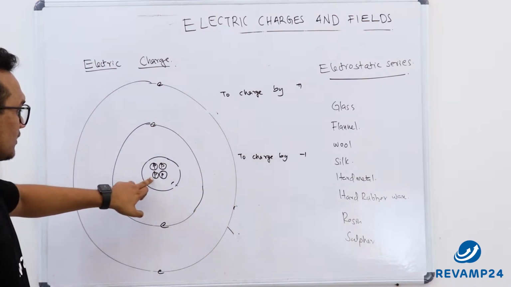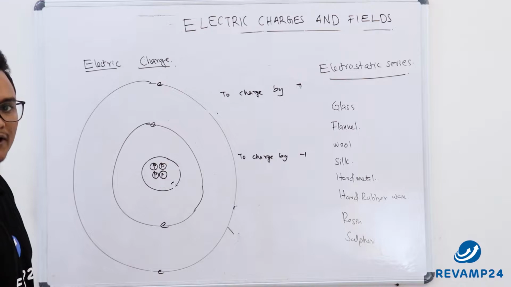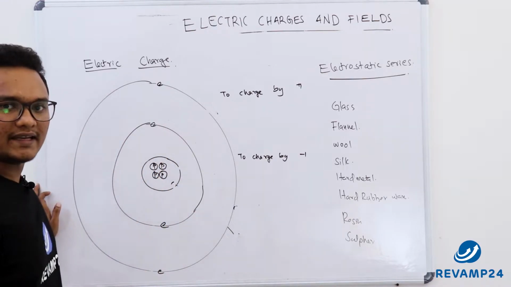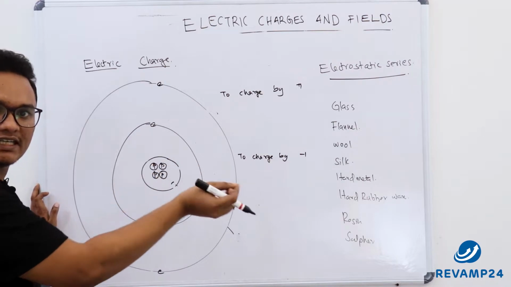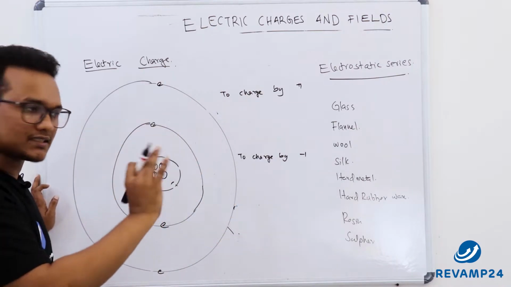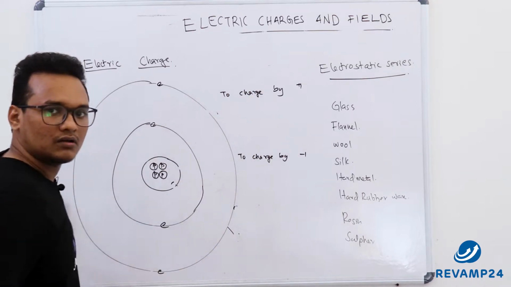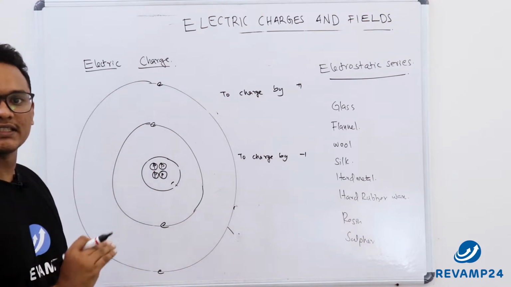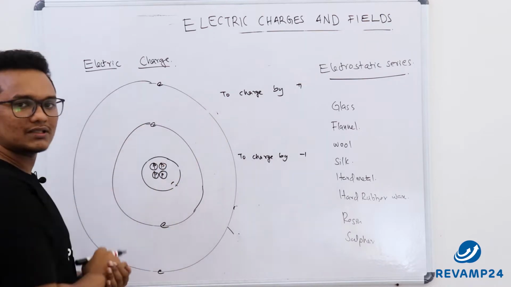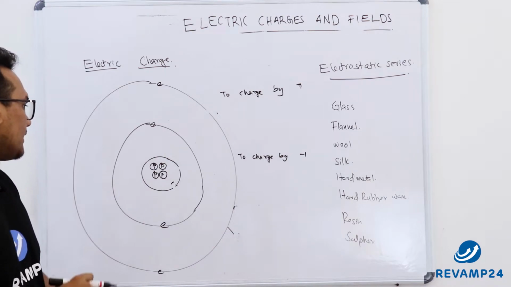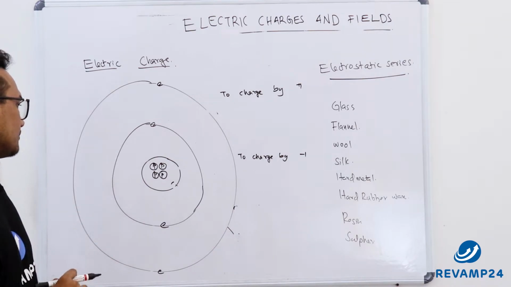Now, in the previous video, I explained that to charge a substance negatively, we need to add electrons, and to charge it positively we need to remove electrons. Now why can't it be that adding protons gives positive charge and removing protons gives negative charge? That is also a possibility, right? And see, I will explain the reason here.